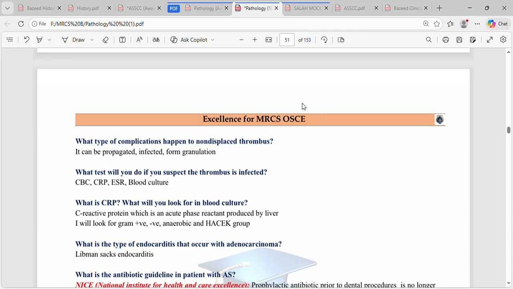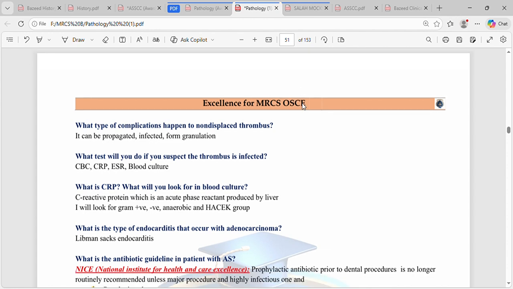What type of complication happens to non-displaced thrombus? It can be propagated, like it can increase in size, infected, form granulation. What test will you do if you suspect that the thrombus is infected? So I will do CBC to check for leukocytosis. I will do CRP, acute inflammatory protein. I will do ESR and blood culture.